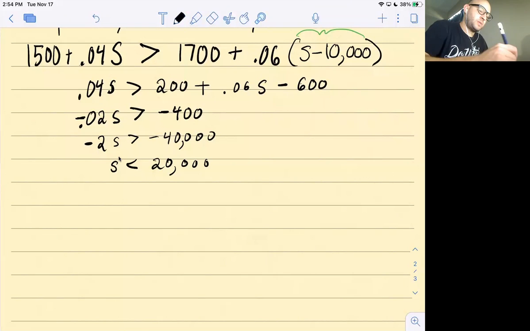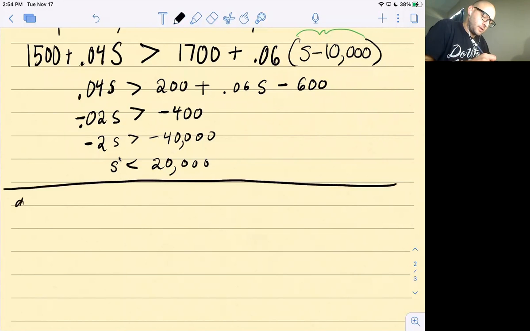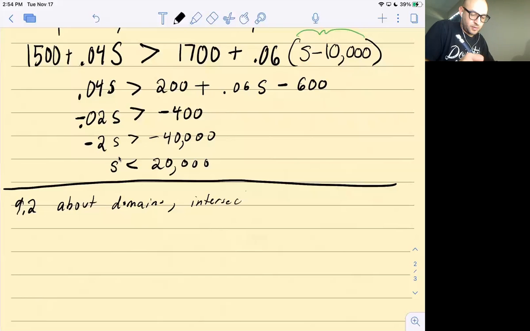So I'll show you one. Let's do some stuff. So 9.2 is about domains, intersection, and union. And so we had discussed those ideas earlier. So we're going to skip that. Maybe I'll assign some homework, but it should be familiar.